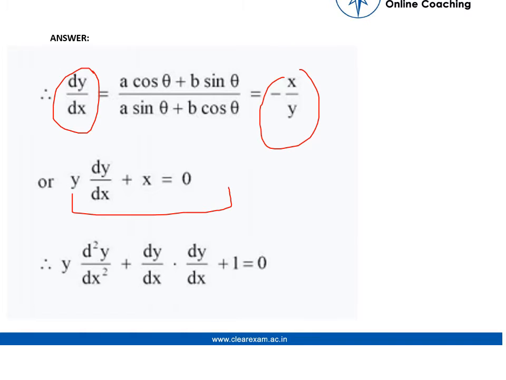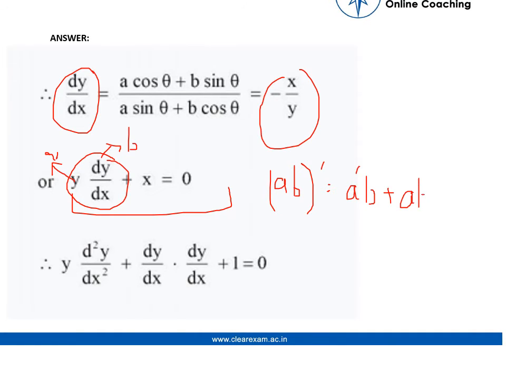Now in this equation, we apply the product rule on these two terms. So we can take y to be a, and dy by dx we can take to be b. So here, applying the product rule on a and b, first we differentiate a and multiply it with b, and then a multiplied by the derivative of b. So here what we have done is we have taken y as it is and differentiated dy by dx with respect to x, so it becomes d²y upon dx², and then we have taken the term b, which is dy by dx, as it is, and then we have differentiated y with respect to x, so it becomes this.